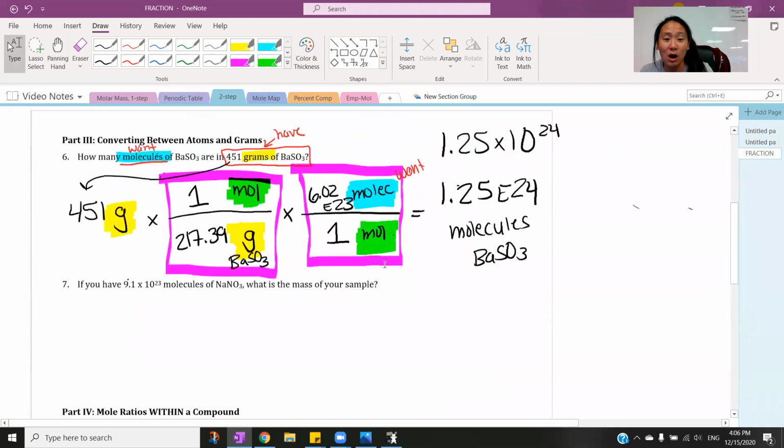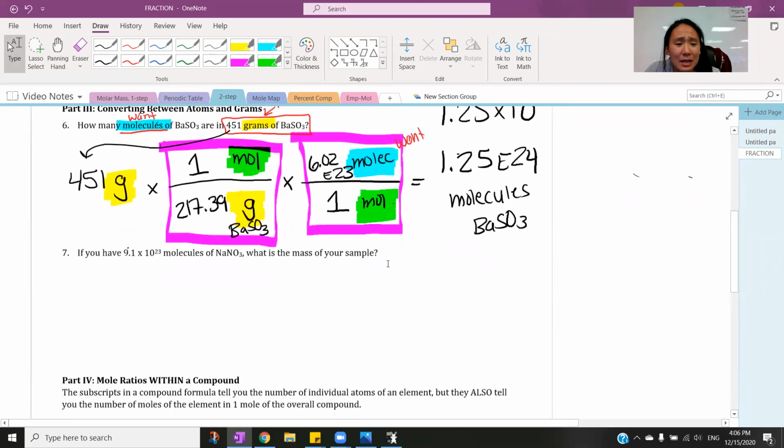So now let's try one more. We're just going to go backwards. In this problem, you are given 9.1 times 10 to the 23 molecules. This is what you have. You're always given a single number here, so that's the first thing that you need to write down. It wants to know what is the mass of your sample. So this is what you want.